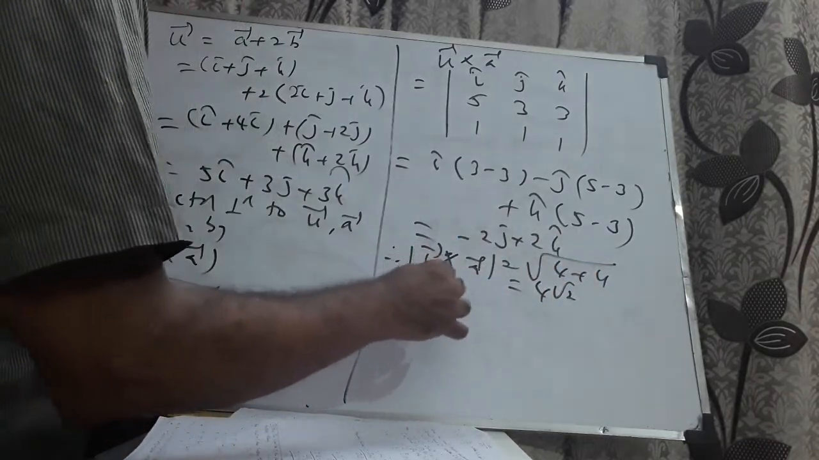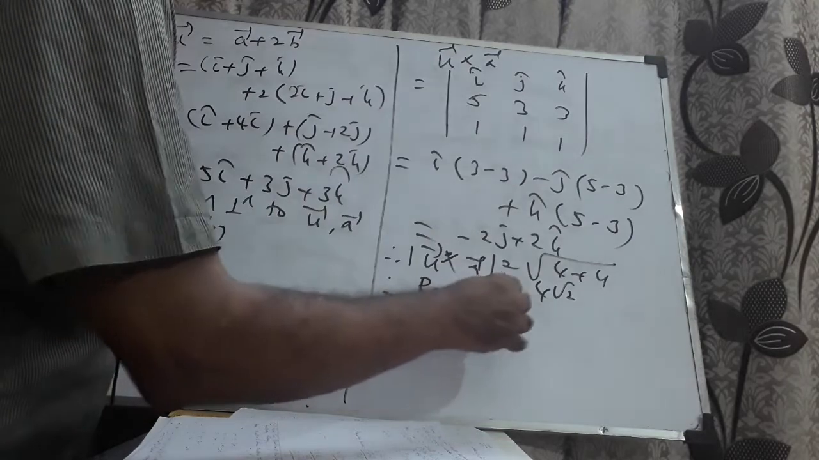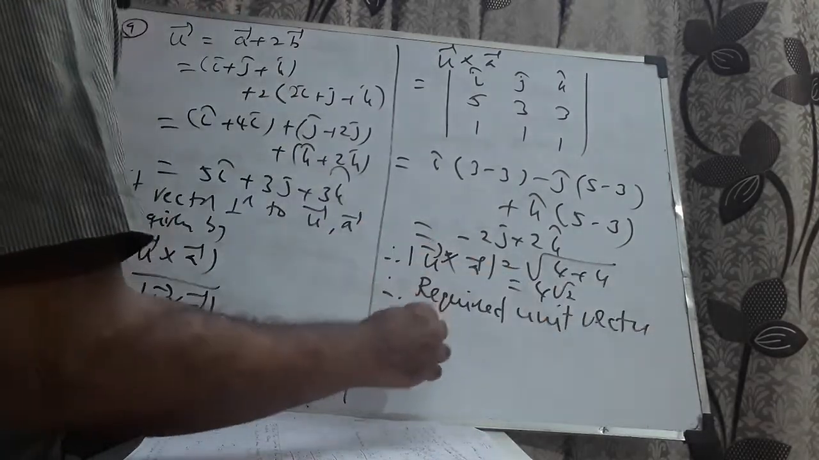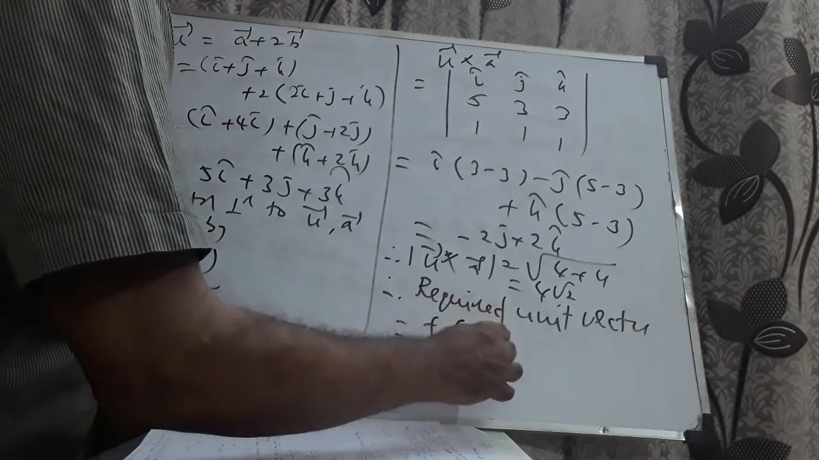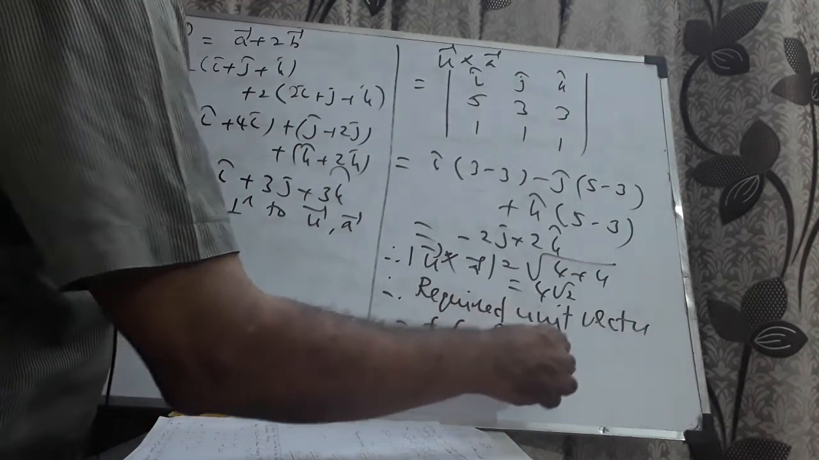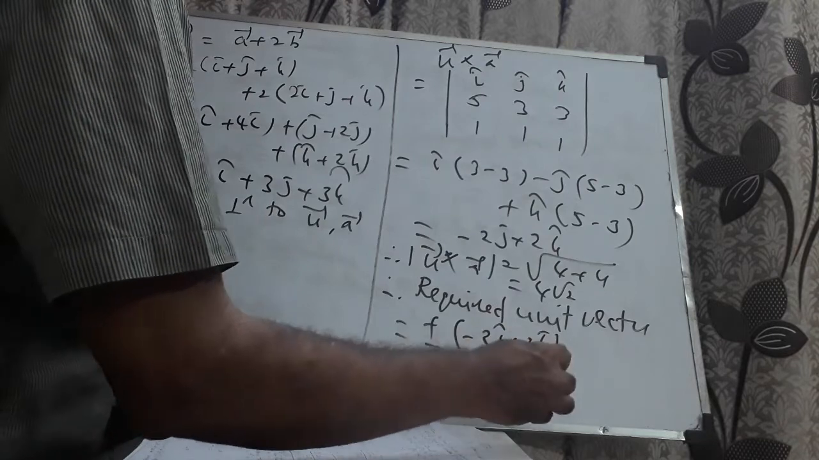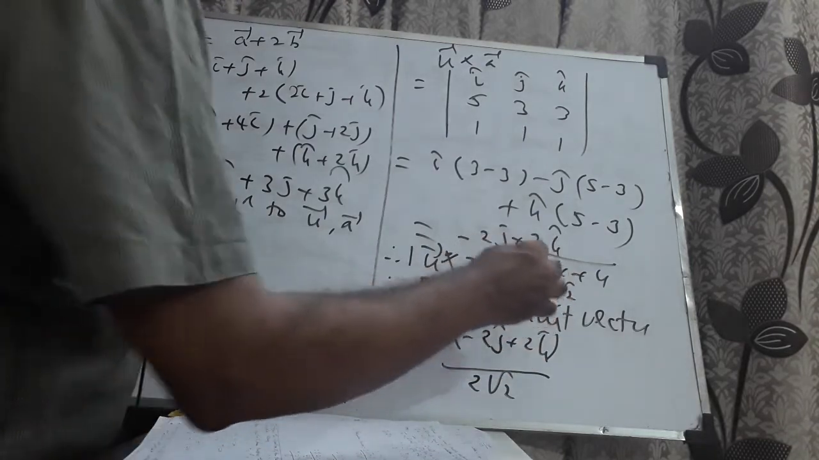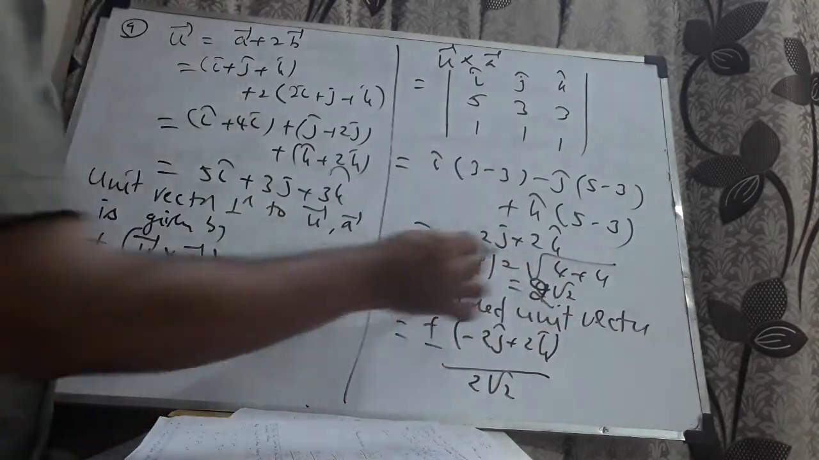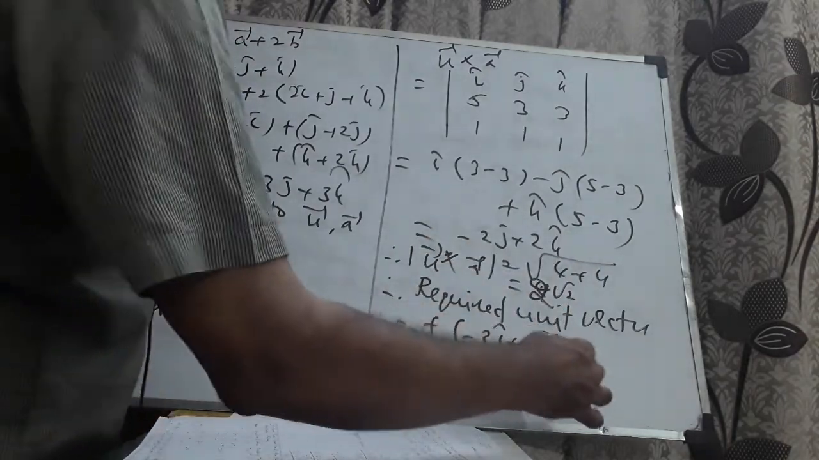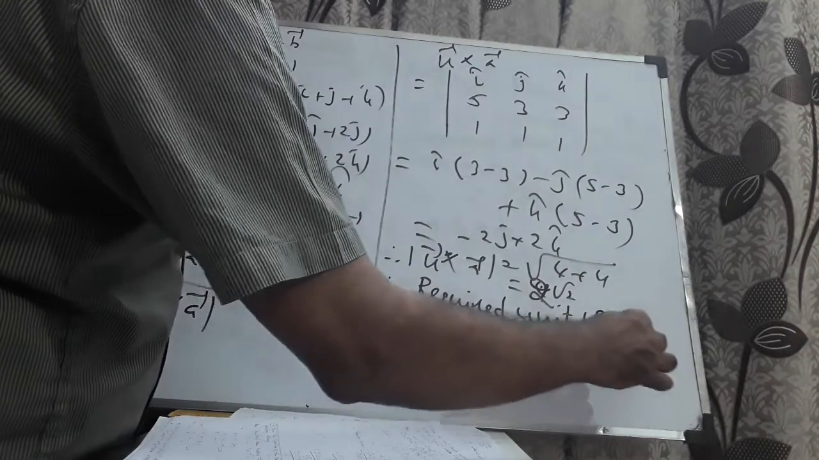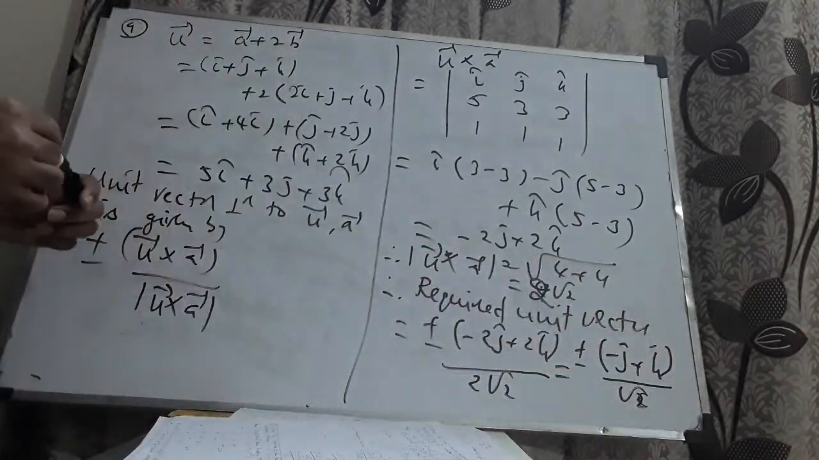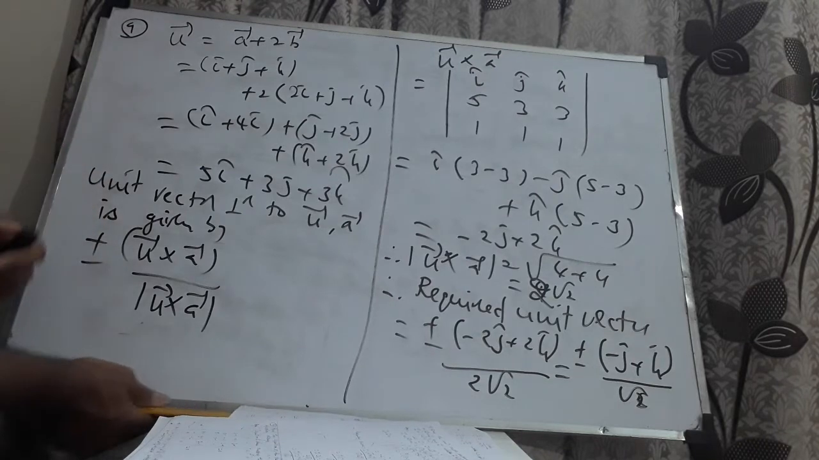Therefore, the required unit vector is equal to plus or minus, minus 2j plus 2k divided by 2 root 2. Of course, it should be 2 root 2. Sorry, root 4 is 2, so this 2 can be cancelled out. Now plus or minus, minus j plus k divided by root 2 will be the final answer. Let me just repeat once again.